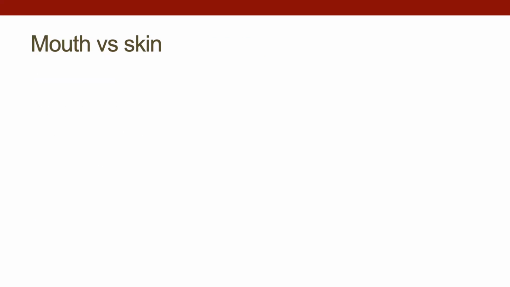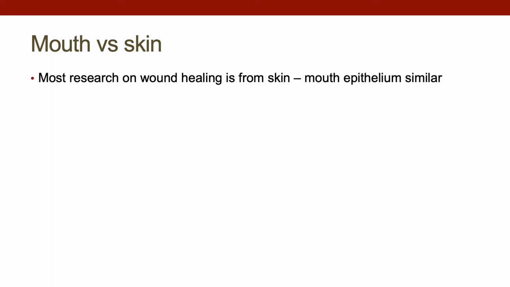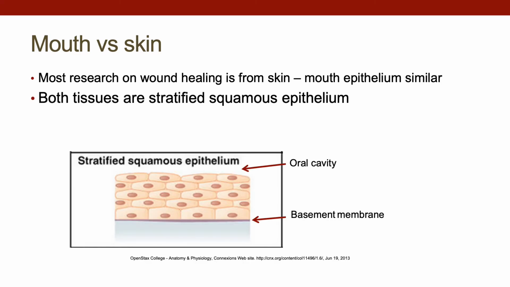Now, most dental procedures are going to involve healing of the mucosal epithelia of the oral cavity, but most of the research on wound healing has been done on skin, and the mouth epithelium is actually a little bit similar to skin in that both tissues are stratified squamous epithelium, as shown here. The squamous epithelium has layers of cells that have a cobblestone appearance when looked at from the side, and they sit on top of a basement membrane, as shown here.